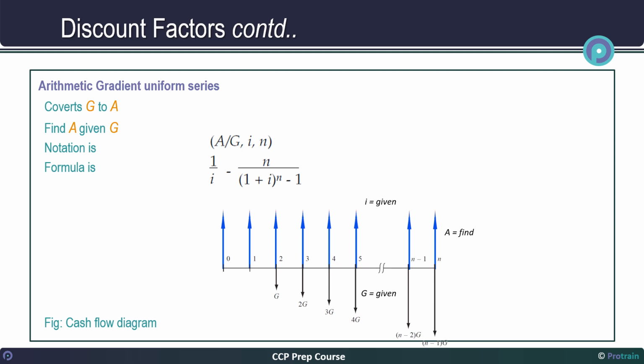Now let's critically review the cash flow of arithmetic gradient uniform series. Note that G for the end of year 1 is 0 and for the nth year it is (n-1)G. As discussed earlier, note that any discount factor is specific to its given cash flow only, and at the time of solving the problem we must look into this carefully.